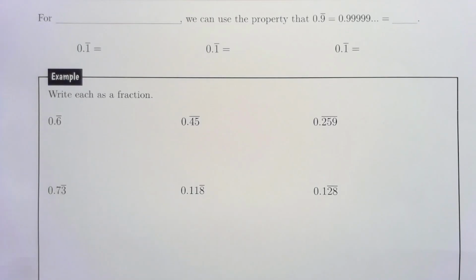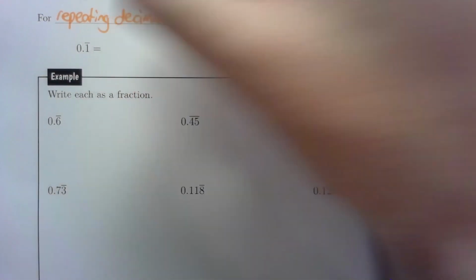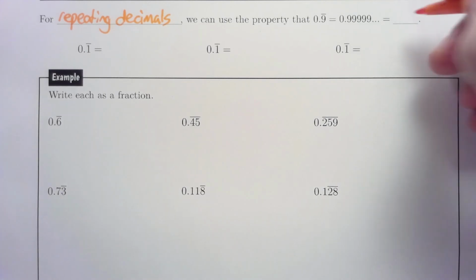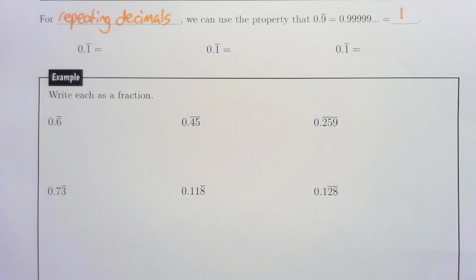Now, repeating decimals are a little more difficult to convert, but we can use a property that 0.9 repeating, which is just 0.99999 continuing on with nines without end, this number is actually equal to 1. For now, I'm giving you this fact without proof, but this probably should be something that you investigate more in the future.